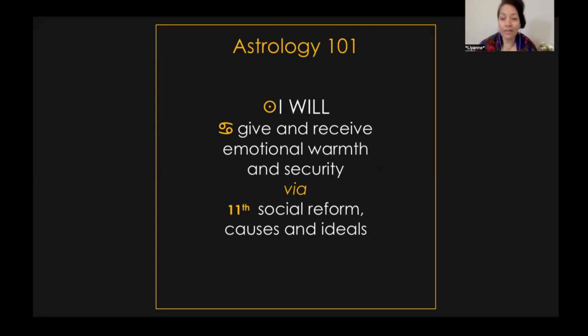So for Frida, her sun has an I statement, which is: I will, Cancer, give and receive emotional warmth and security via social reform, causes, and ideals. Now, the how and the where have a number of options, and I've chosen what I feel are the most appropriate options for Frida.